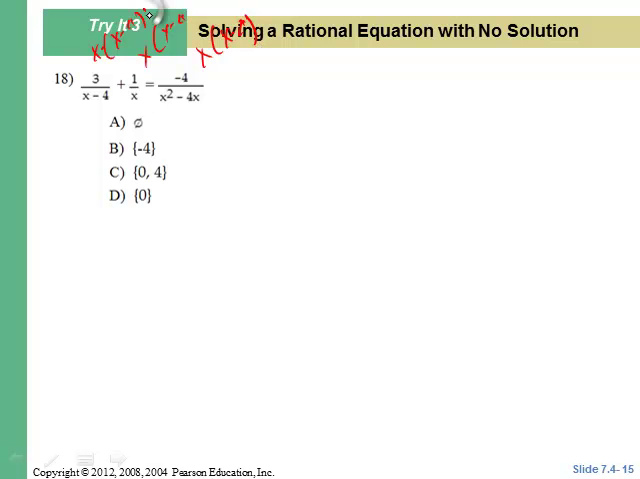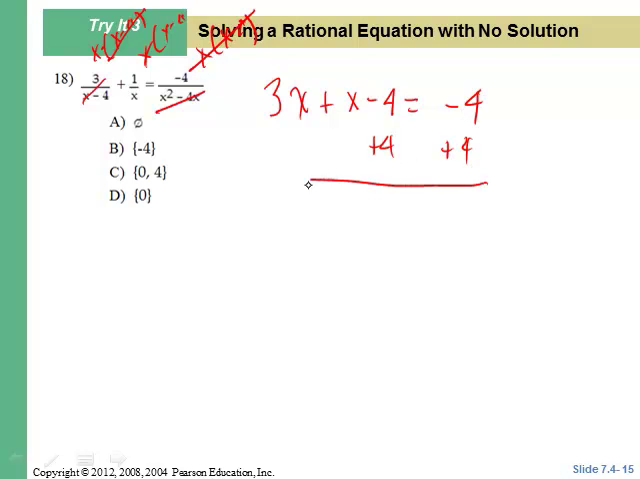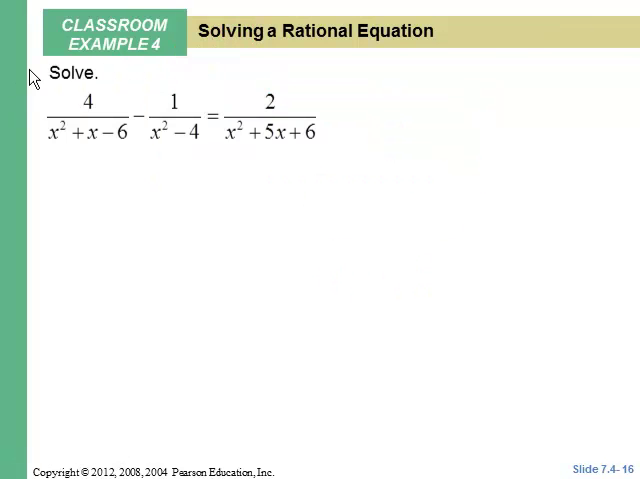Okay, the first case, you're left with 3x. The second case, you're left with x minus 4. The last case equals negative 4. Add 4 to both sides. You get 4x equals 0. So x equals 0. And x can't be 0 right here, so we would say the answer is the null set.